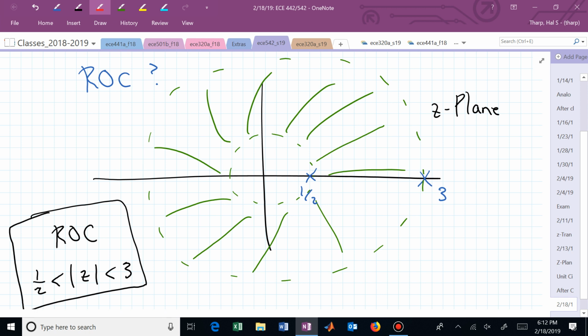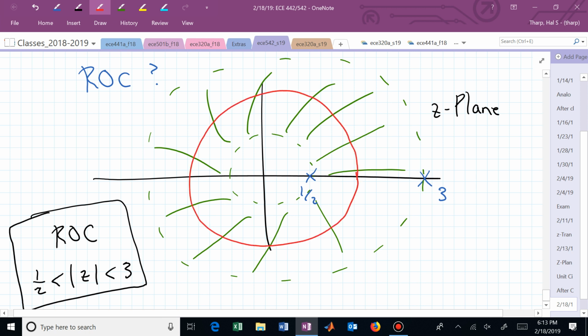It's bounded because, and the justification was, our unit circle, if we drew it somewhere in here, the region of convergence includes the unit circle.